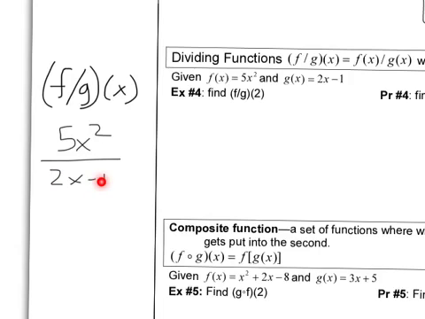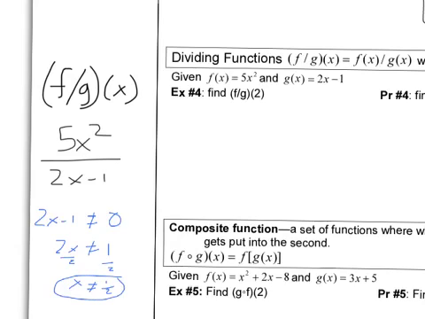So let me just show you how you would do that real quick. Take the denominator, 2x minus 1, and say, hey, that cannot equal 0. And now just solve this real quick. So add 1 to both sides, divide by 2, and you get x cannot equal 1/2. So your answer here would be 5x squared over 2x minus 1, and then you'd have a little comma, and you'd say x cannot equal 1/2.